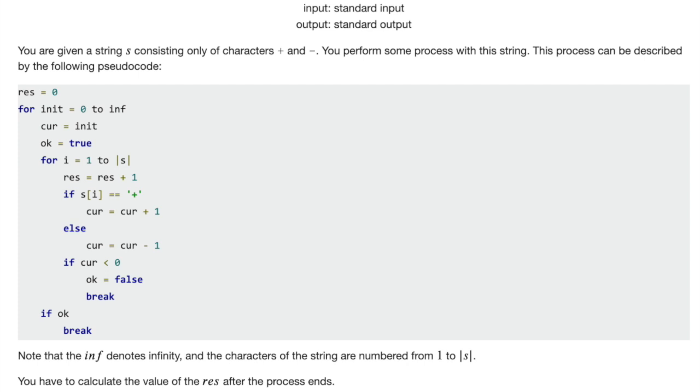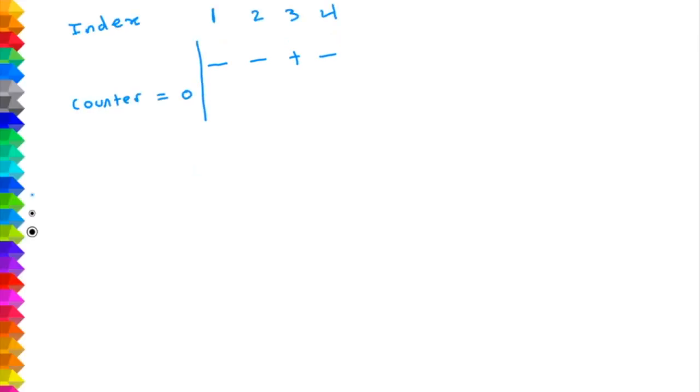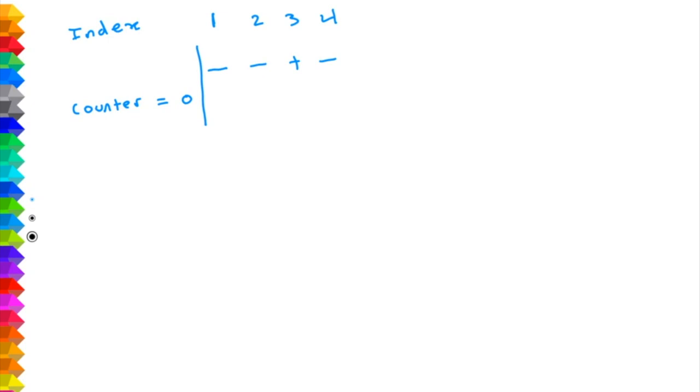Let's briefly go over what the pseudocode does. Say we take a string from the sample input: minus, minus, plus, minus. We're going to have a counter. I've labeled the indexes, which are 1-based, of this string. We have our counter equal to 0, and we run through the string. Every time you see a negative sign, we subtract 1 from counter, and every time you see a positive sign, we add 1.